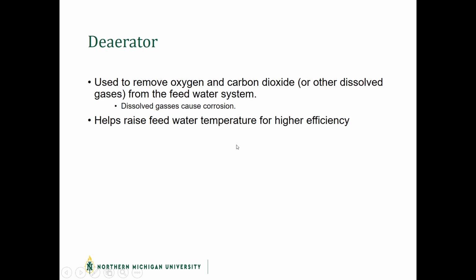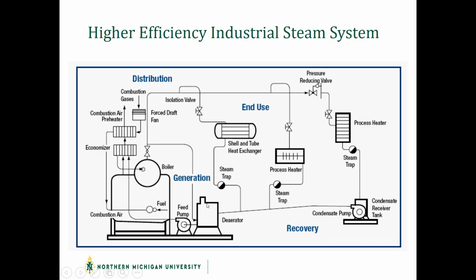Another energy efficiency thing, and one to help the system, is a deaerator. This removes oxygen and carbon dioxide, any other dissolved gases from the feed water system. Those dissolved gases can cause corrosion. It also helps raise the feed water temperature for higher efficiency. So that's what your deaerator does, and that's at the very end of your system as well down here, as you can see in a high efficiency industrial steam system.